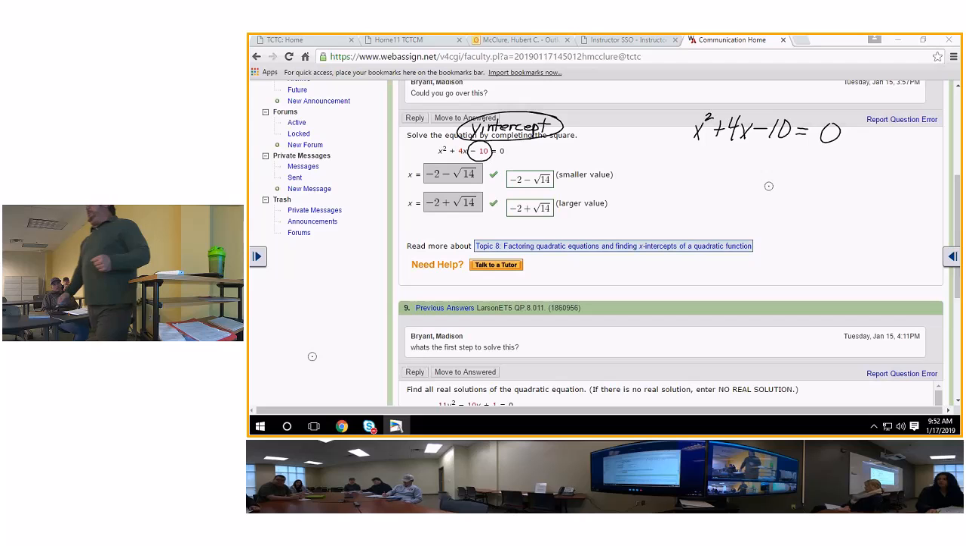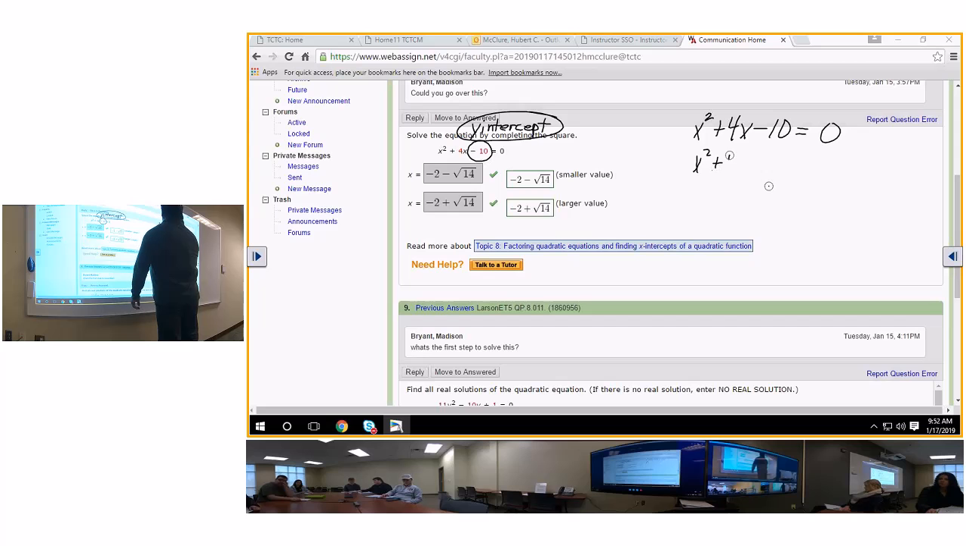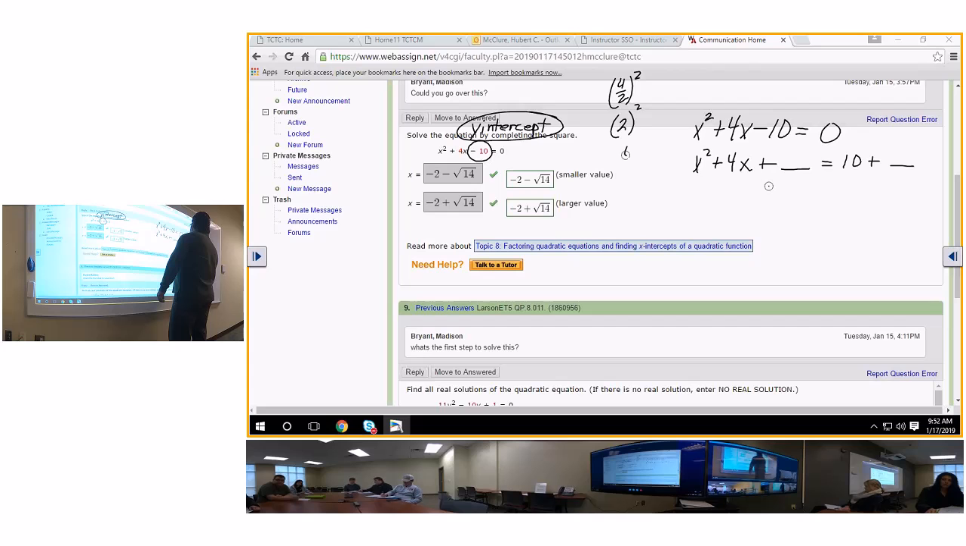So what are you going to do with the 10? Move it over. X squared plus 4x plus blank is equal to 10 plus blank. 4 divided by 2 is what? 2. 2 squared is? 4. So you're going to put a 4 there and a 4 there.